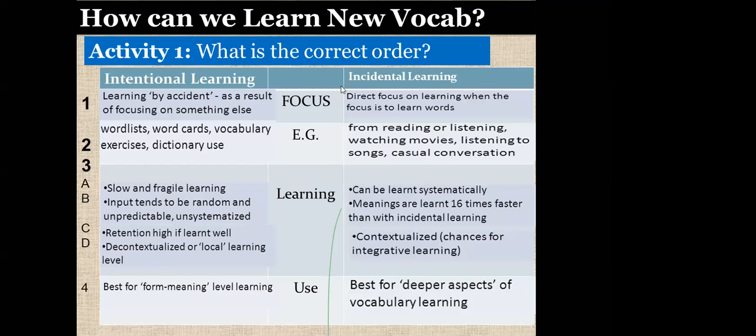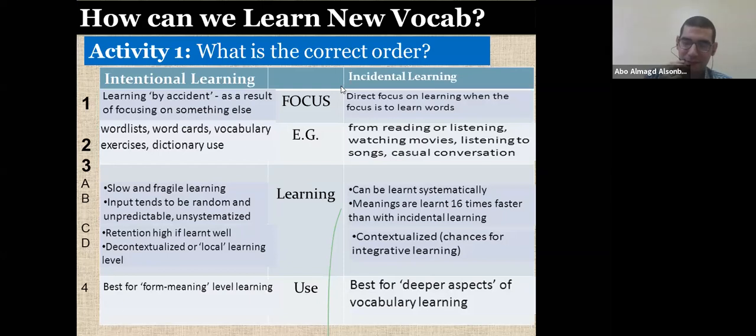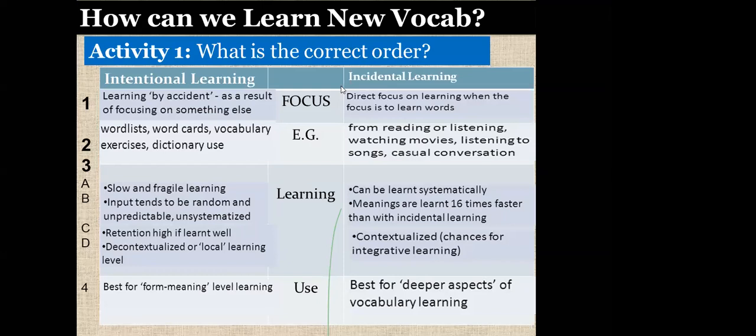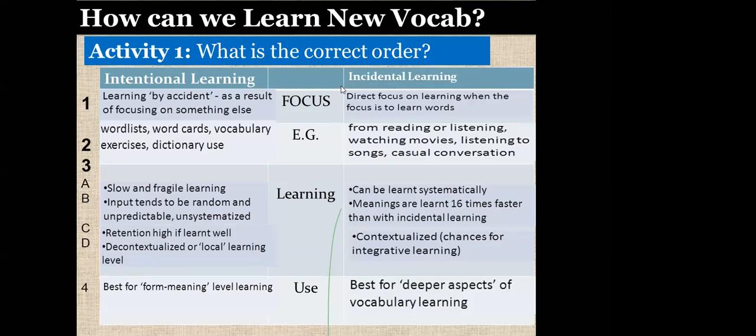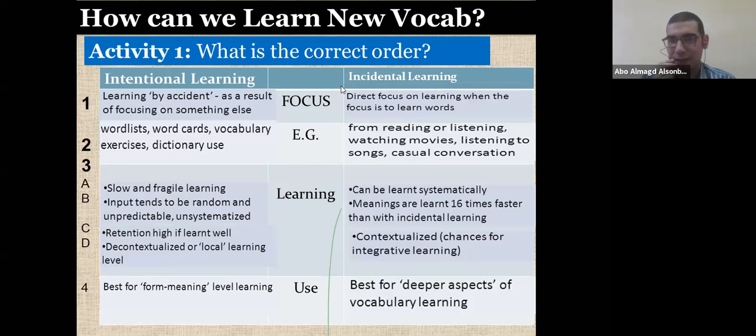Mister, I think it should be number two, word lists, word cards, vocabulary exercises, dictionary use should be switched with reading or listening, listening and watching movies, listening to songs, casual conversation. Okay. So, guys, do you believe that Muhammad is correct? Do you believe that word lists and word cards and vocabulary are examples of incidental learning, not intentional learning?